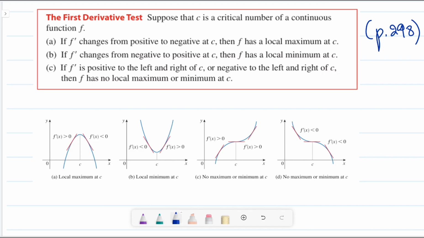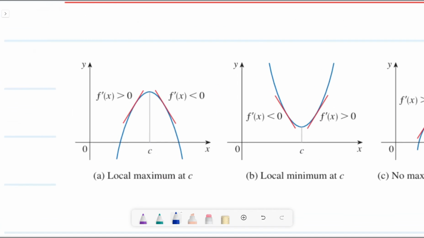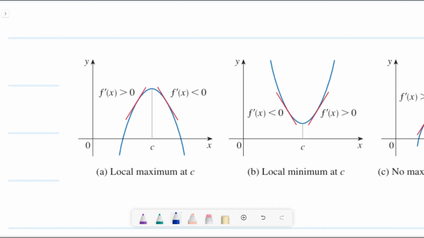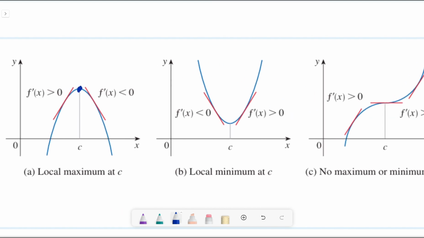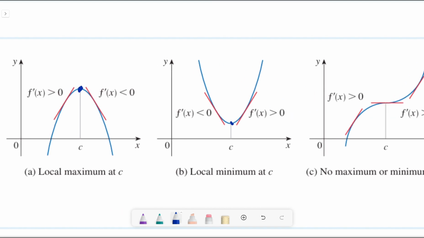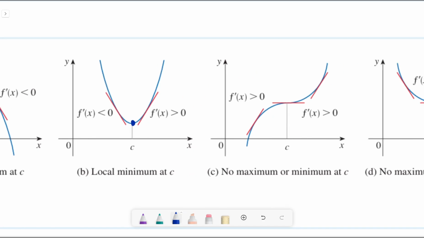If f prime is positive to the left and right of c, or negative to the left and right of c, then f has no local maximum or minimum at c. Let's look at these graphs. In the first graph, f prime of x is first positive and then it becomes negative. So we have a local maximum at c. Second graph, f prime of x is negative, becomes positive. We have a local minimum at c.